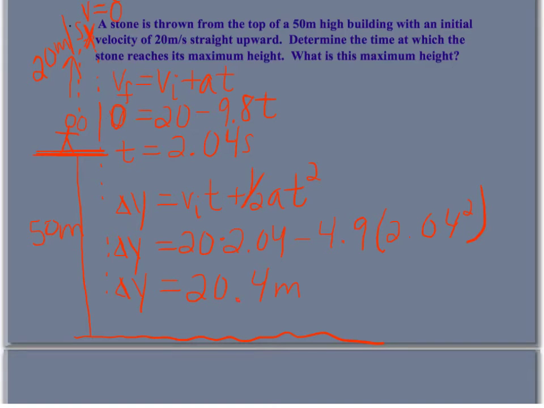So we know that this object is going to reach 20.4 meters above the rooftop, which if we wanted to report that as a total height above ground, we could add it to the 50 and get 70.4 meters above ground.